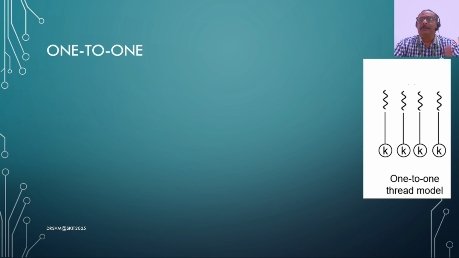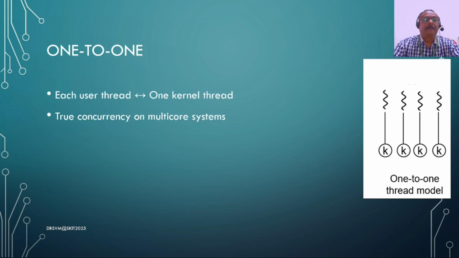Now coming to the other one, which is one to one, that means each user thread will be mapped to one kernel thread, and there is a true concurrency on the multi-core system. There is no scheduling required either in the user space or in the kernel space, because there is one user thread attached to one kernel thread, and each one is independently working, and hence true concurrency we can expect in this type of system.